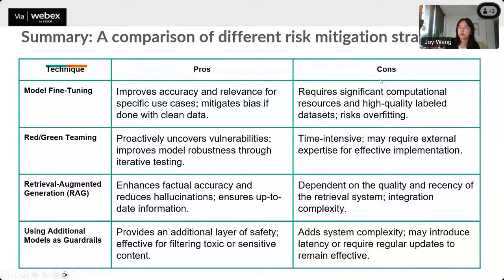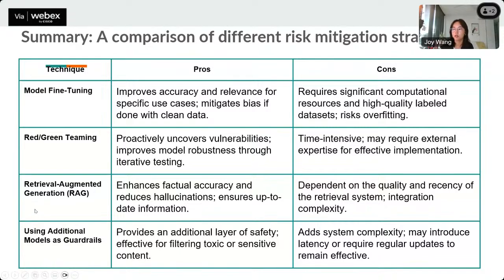Another one is red-green teaming. This approach can proactively uncover newly identified vulnerabilities, and we can improve the model's behavior to remove these risks and vulnerabilities. But again, this approach requires expert knowledge, and it is also very time intensive because you need to conduct the red teaming testing constantly. It may require an external cybersecurity expert who is familiar with large language models to implement this approach.